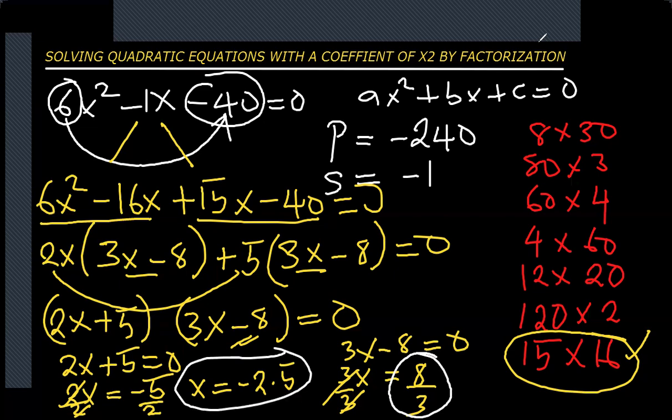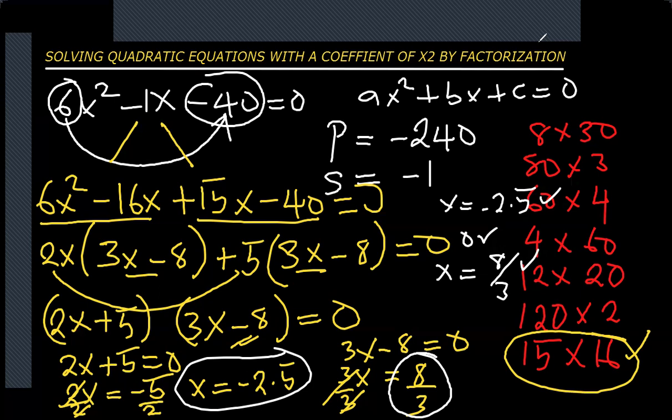So then we can say x is equal to -2.5, or x is equal to +8/3. Like I told you, all quadratic equations will give you two solutions for the working you do. So that is how you solve quadratic equations that have a coefficient of x.